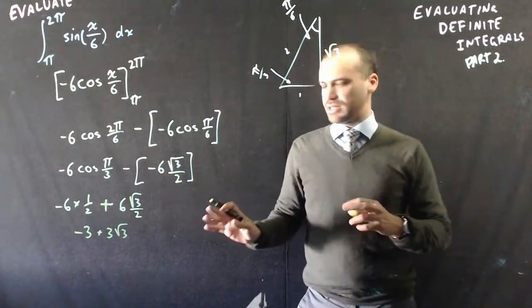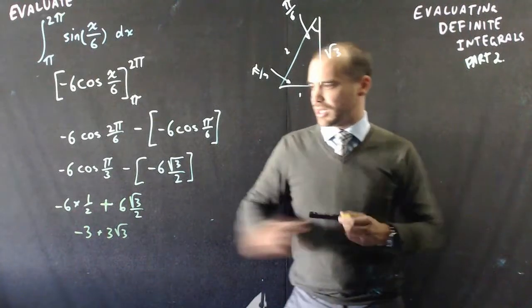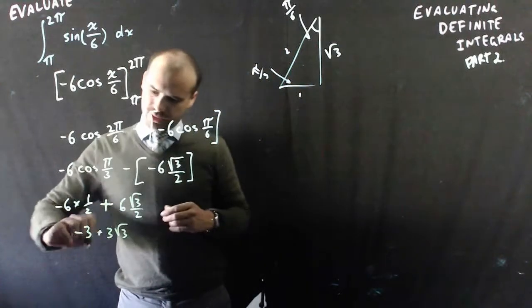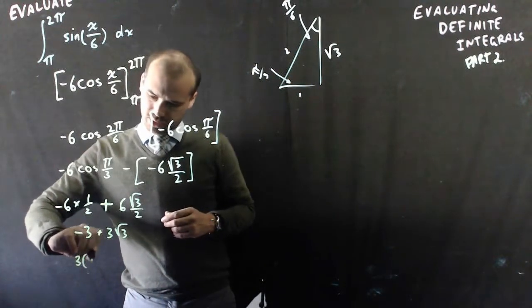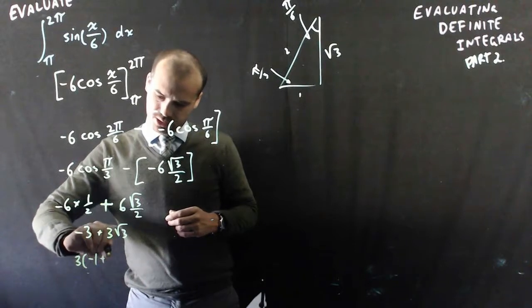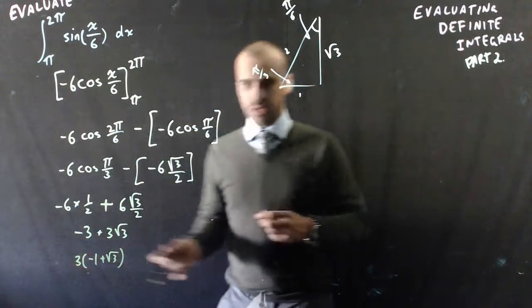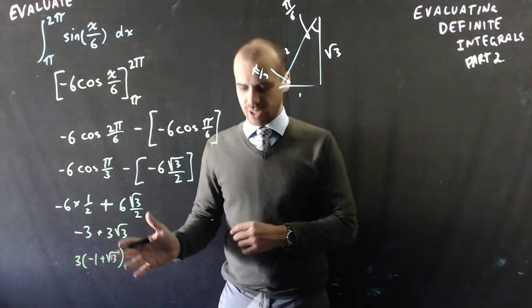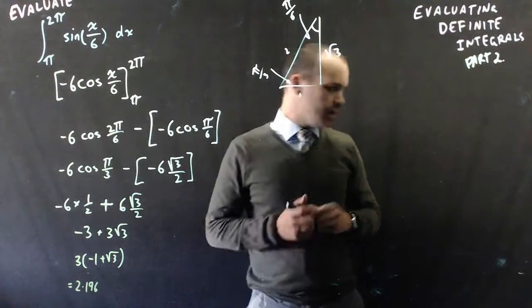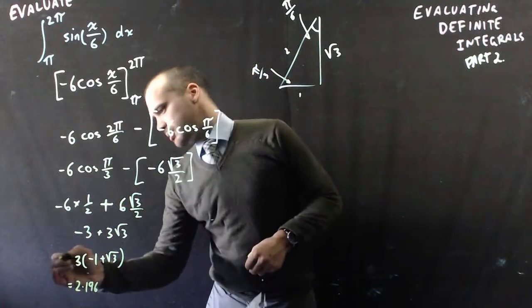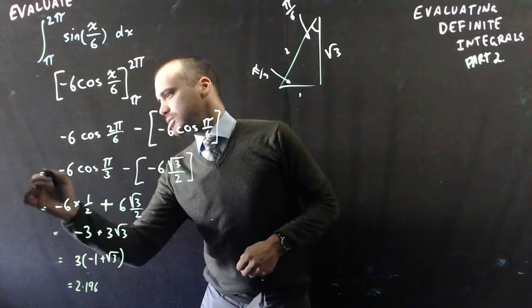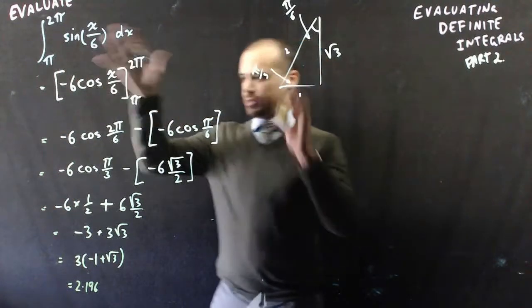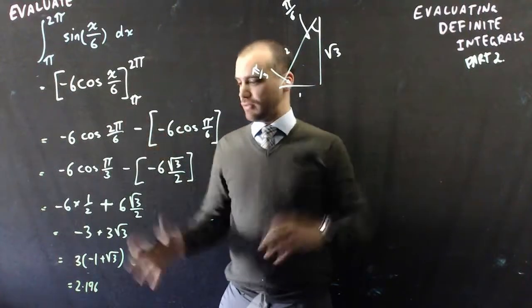I think that's my exact answer, negative 3 plus 3 root 3. I can't really go any further than that. Your textbook might, I don't know, maybe do something like negative 1 plus root 3, or root 3 minus 1, or something like that. But I think that's about as far as I can go. I can put it into my calculator, and I'll get 2.196. So I'll just put an equal sign. Okay, that is another definite integral.